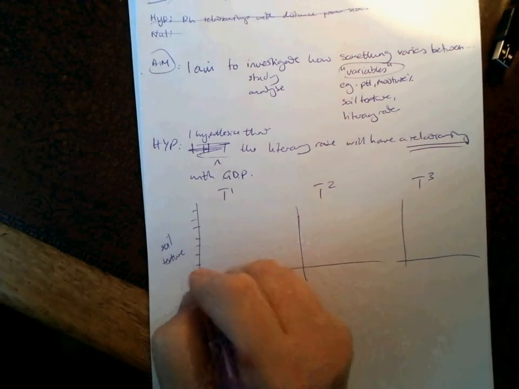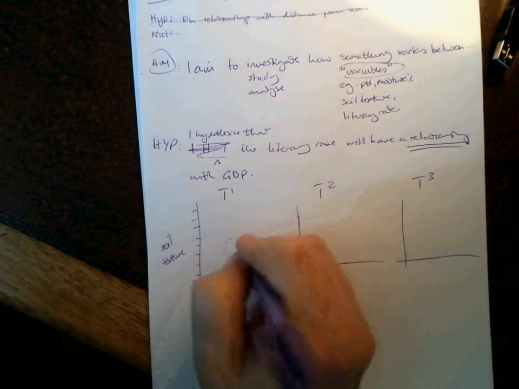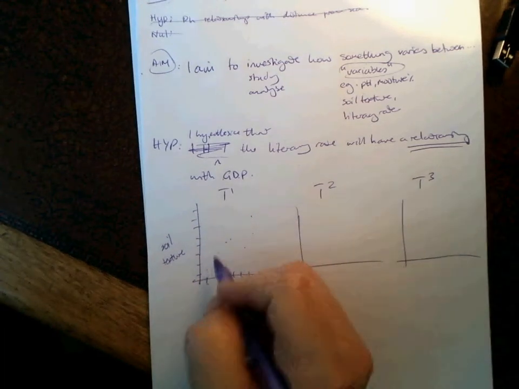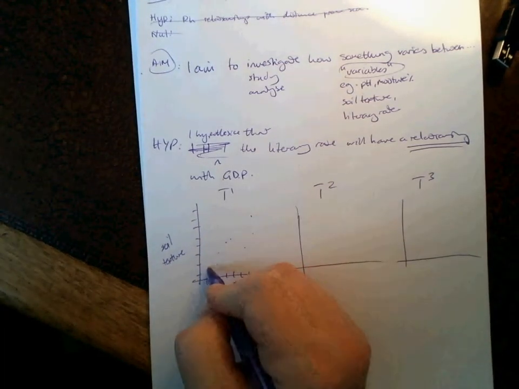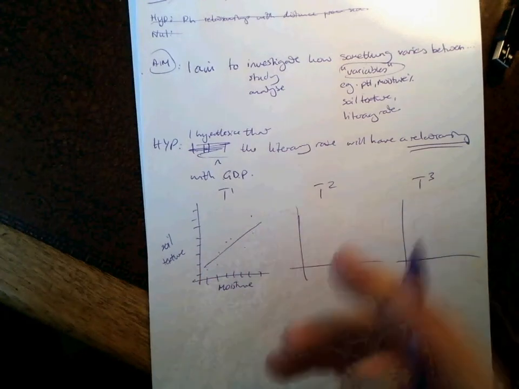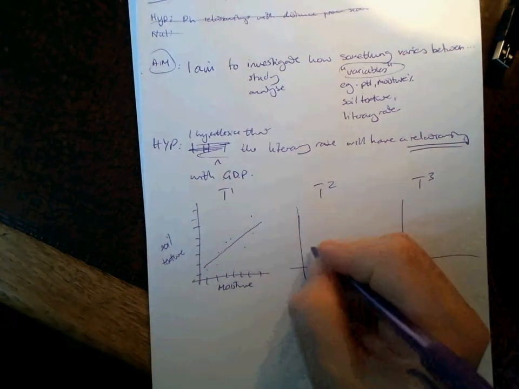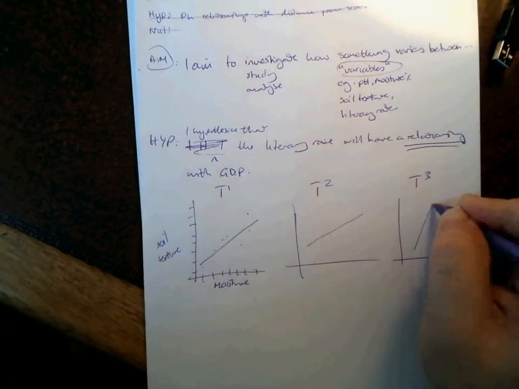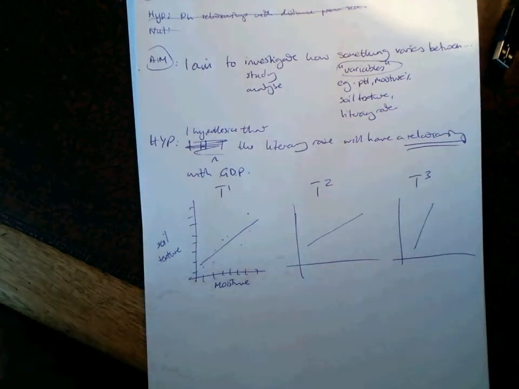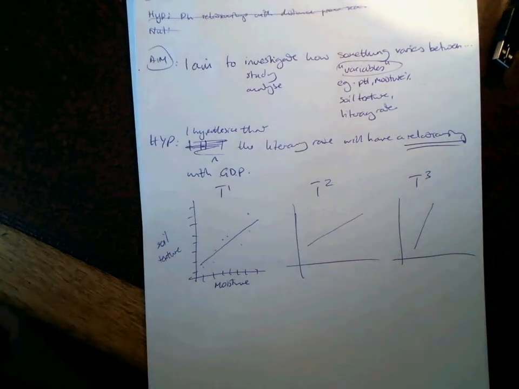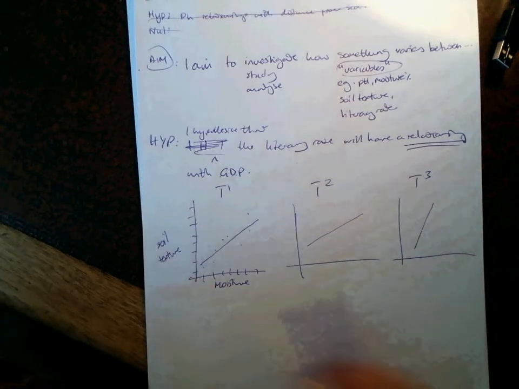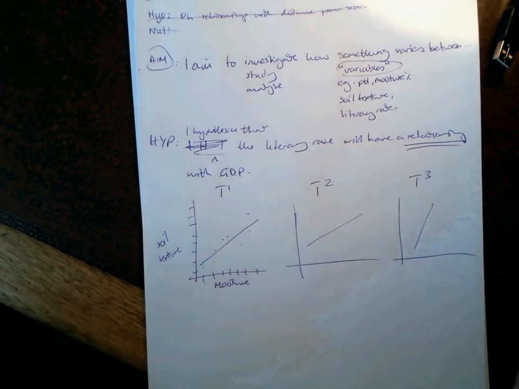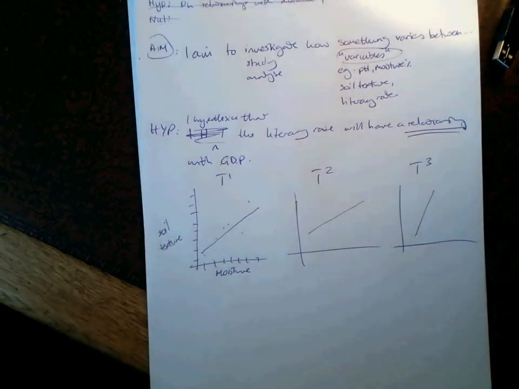You plot the points and you click scatter graph in the Excel program and it will give you a trend line. You should do this for each of your transects. Once you have drawn the graphs for each of your transects, you would then need to analyze those results. I'll get into what analysis looks like in a moment.